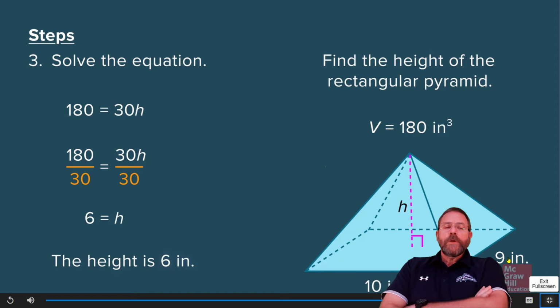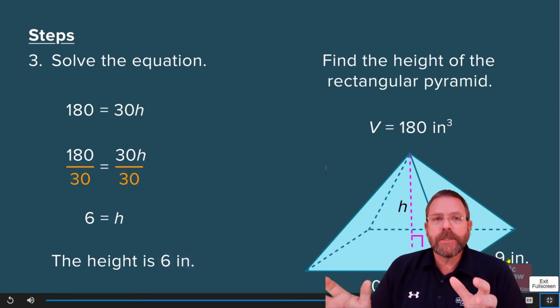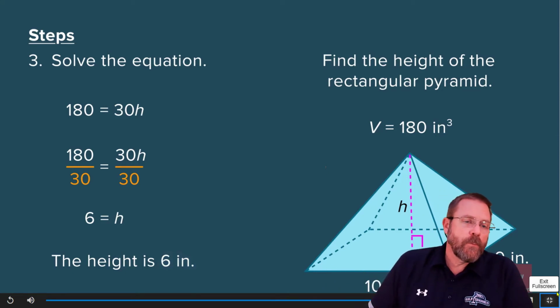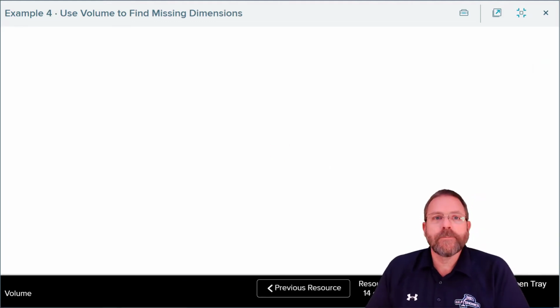Now their way of doing it did work well. I still prefer to keep my base area separate from the volume when I'm finding it, and I'm going to show you when we work some of these problems the way I want to, exactly what I'm talking about.